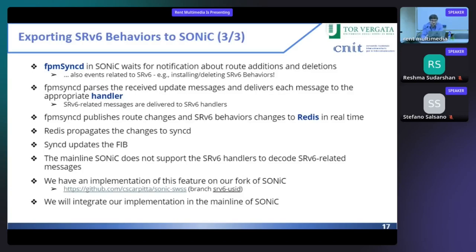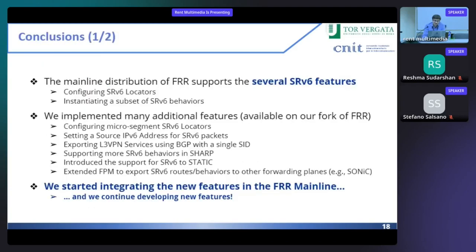To conclude my presentation, we have several functionalities supported in the mainline distribution of FRR, like the SRv6 locator and many SRv6 behaviors supported. We already implemented many additional features that we have on our fork of FRR, for example, the support for SRv6 in staticd and extension to FPM to support the encoding of the SRv6 information. And we plan to continue the integration of these functionalities of our implementation in the FRR mainline.